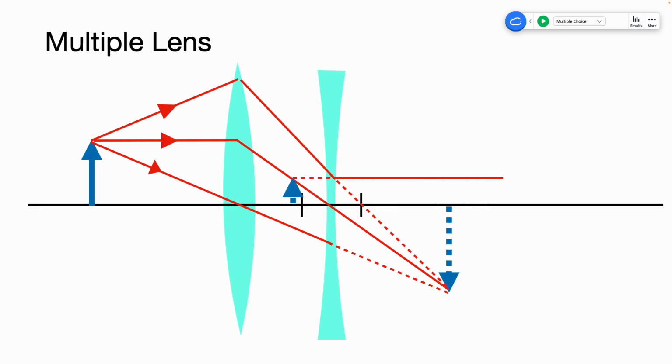Okay? Tricky, right? Make sure you know how to do it. Here's the first lens. Here's the second lens. The first lens forms an image here, which is no longer there after you put a second lens. You just draw the light rays to figure out the location.